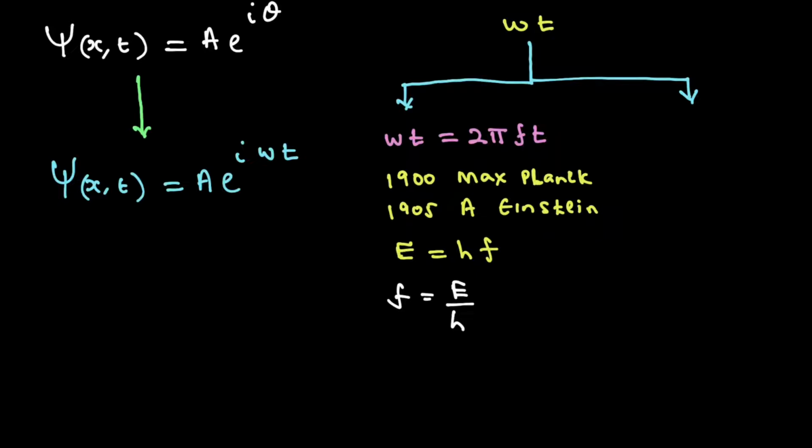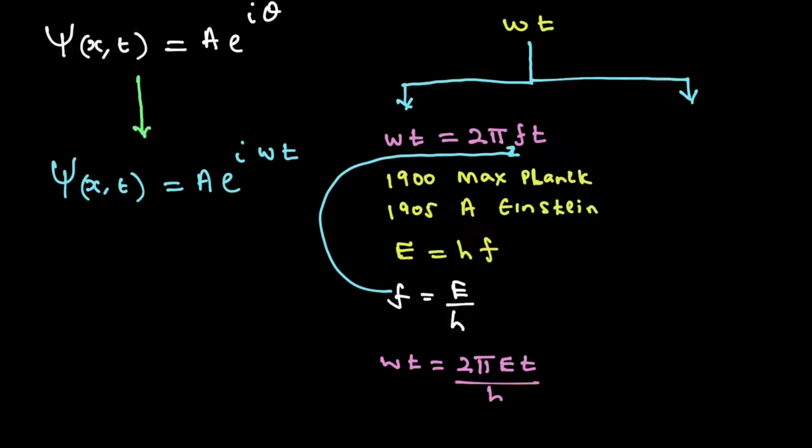Therefore, if I take the f now as E over h and put it back into that equation there, we now get a new omega t to be equal to 2 pi E t over h. We also know that omega t equals 2 pi f t.